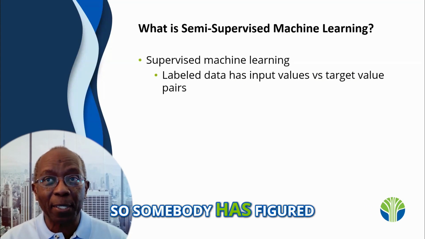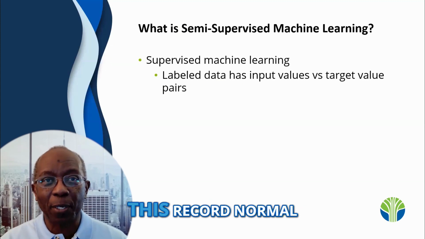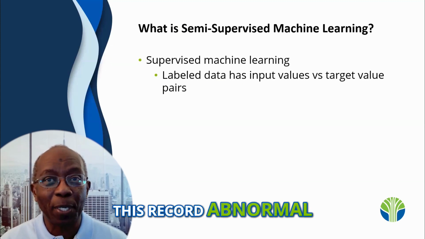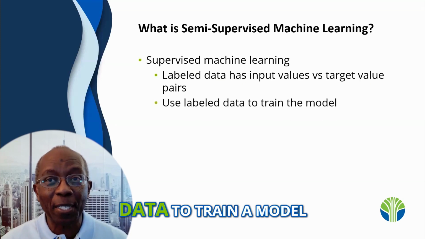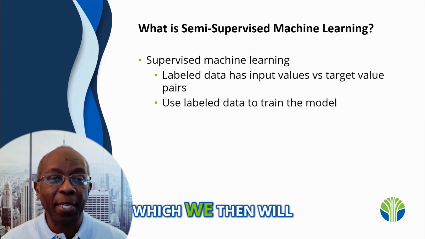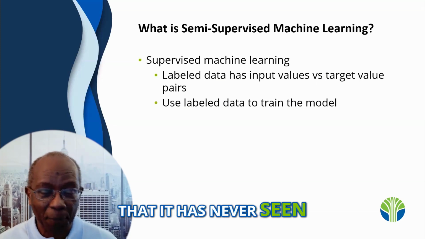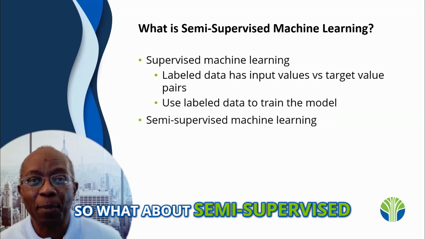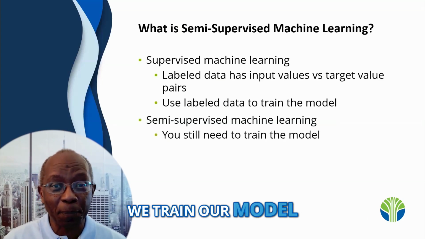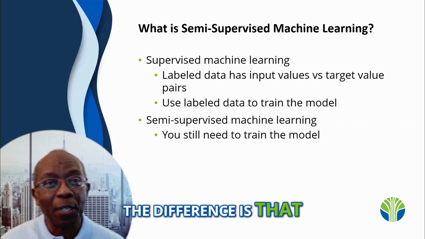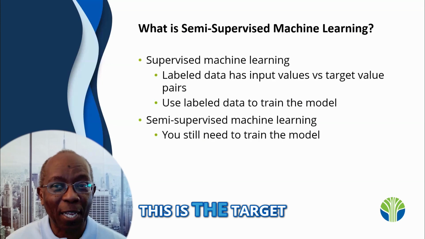So somebody has figured out for each of our data records that this record is normal, this record is normal, this record is abnormal, and so on. And in supervised machine learning, we use that labeled data to train a model, which we then will use for classifying data that it has never seen. So what about semi-supervised machine learning? We shall still have a training period where we train our model, but this time the difference is that humans don't have to label the data with the target.